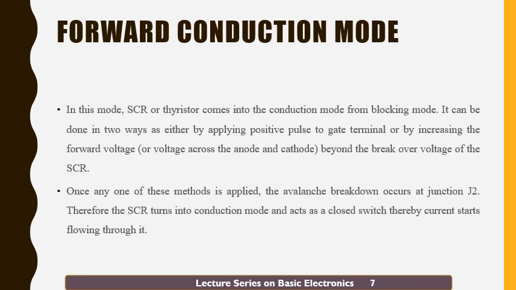So next is the forward conduction mode. In this mode, SCR or thyristor comes into conduction mode from blocking mode. It can be done in two ways, either by applying a positive pulse across the gate terminal or by increasing the forward voltage beyond the breakover voltage of the SCR. The two we have seen in the characteristics. So once any of these methods has been applied, the avalanche breakdown happens at junction J2. When this happens, the SCR turns into conduction mode and acts as a closed switch. Thereby, the current starts flowing from anode to cathode.